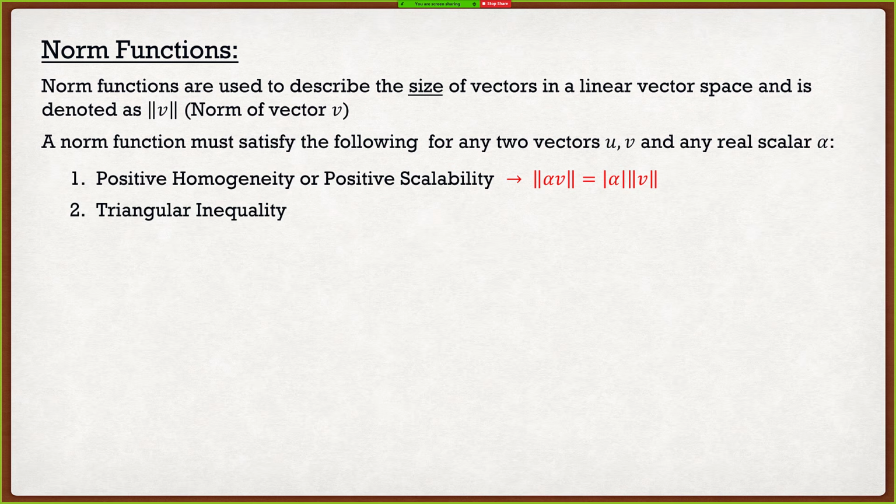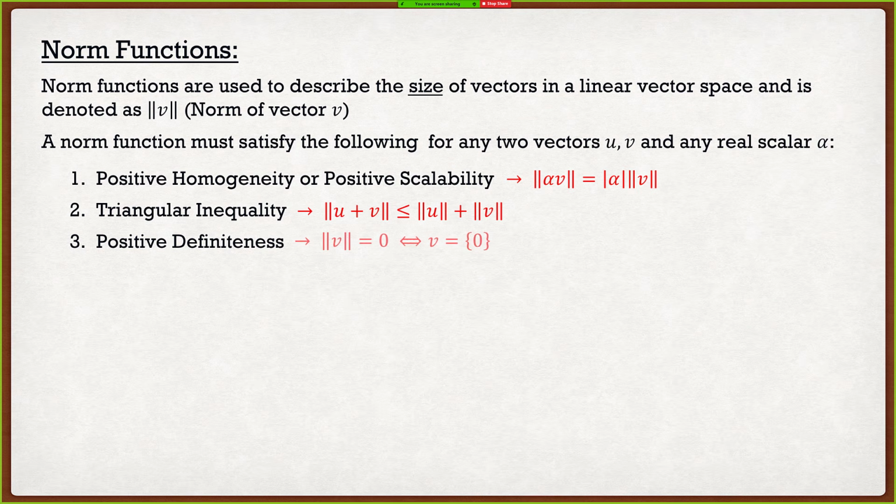The second one is the triangular inequality, which means the norm of vector u plus vector v must be less than or equal to the norm of vector u plus the norm of vector v. And the third one is positive definiteness, which means that if the norm of any vector v is equal to 0, the only way that's possible is if v is the zero vector. So these are the three properties that define a norm function.